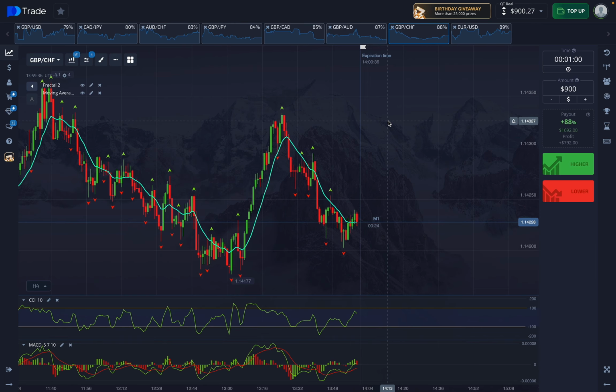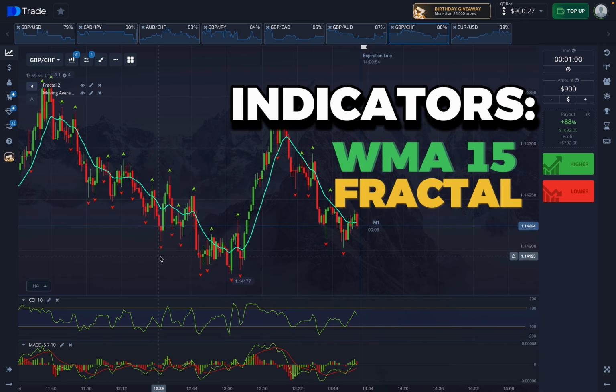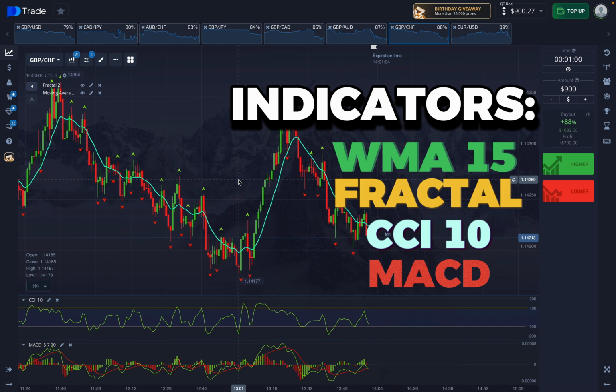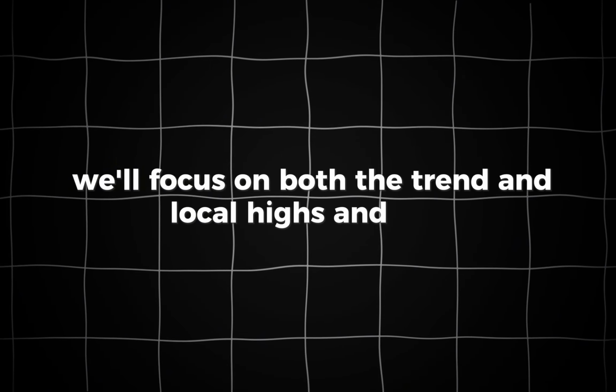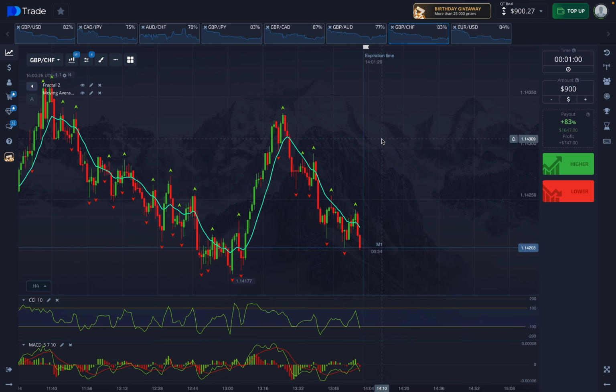I've already analyzed and selected currency pairs with the best movement patterns and payout percentages. Today, we'll use a weighted moving average period 15, Fractal's default settings, CCI oscillator period 10, and MACD periods 5, 7, and 10. I'll explain each trade as we go. We'll focus on both the trend and local highs and lows, while also watching the volume and overbought/oversold zones. Let's get started. I'll pick the first currency pair and start with a $900 trade.